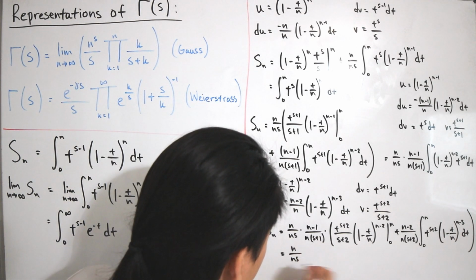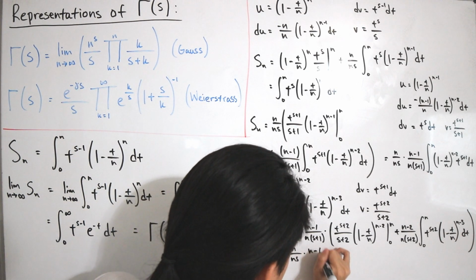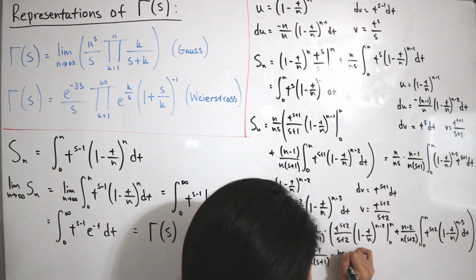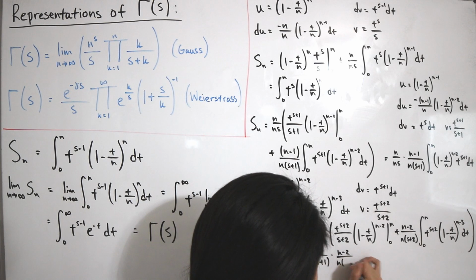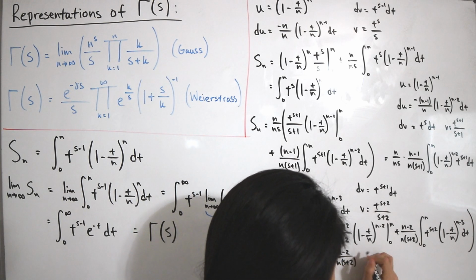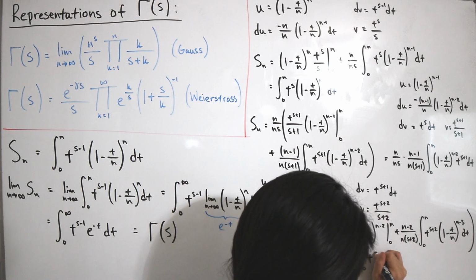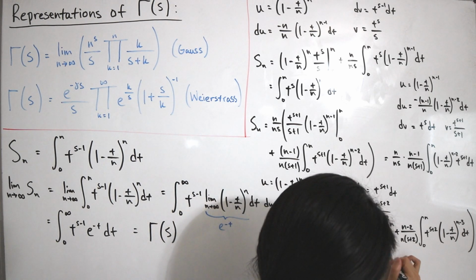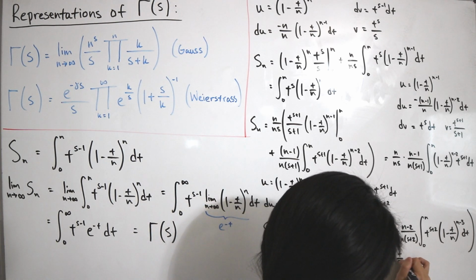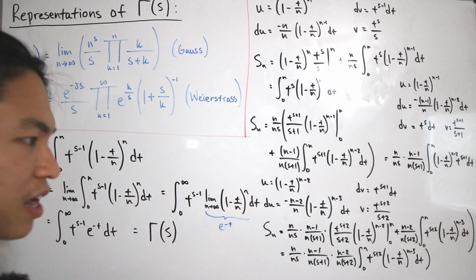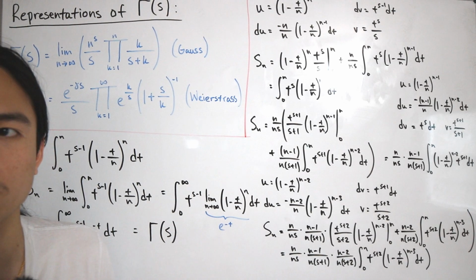So n divided by n times s, then n minus 1 divided by n times s plus 1, multiplied with n minus 2 divided by n times s plus 2, and then we have our integral from 0 to n of t to the s plus 2, multiplied with 1 subtract t divided by n to the n minus 3, dt. So let's stop here for a bit and make some observations.